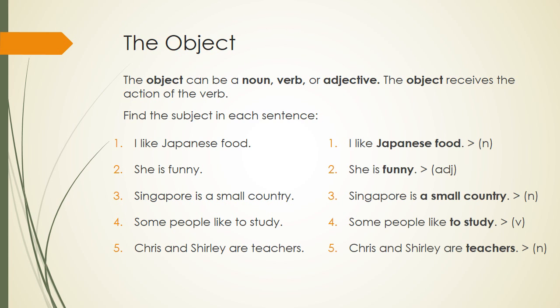Alright, let's check the answers. So, I like Japanese food, which you see is a noun. Number 2, she is funny, which is an adjective. Number 3, Singapore is a small country, which is a noun. Some people like to study, here the verb, and Chris and Shirley are teachers, the noun.